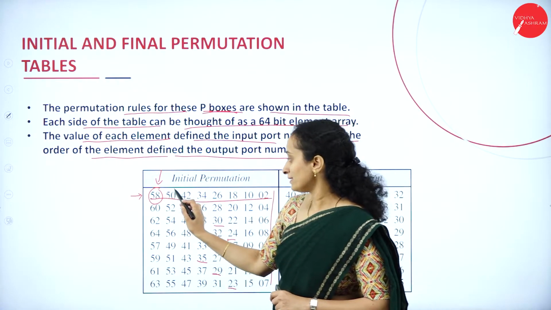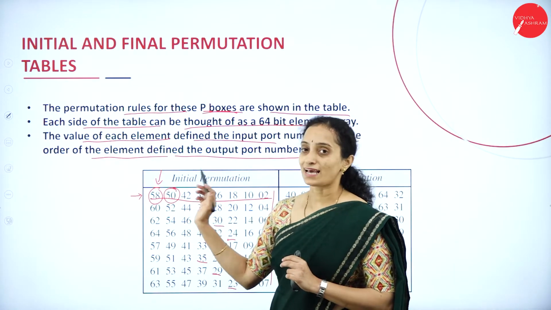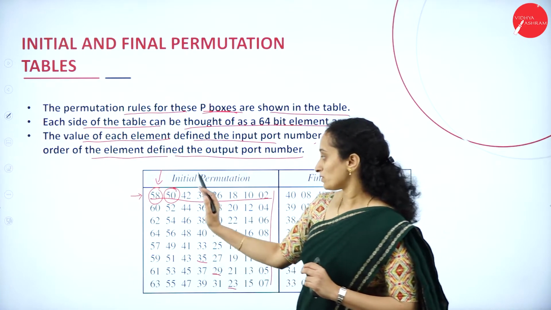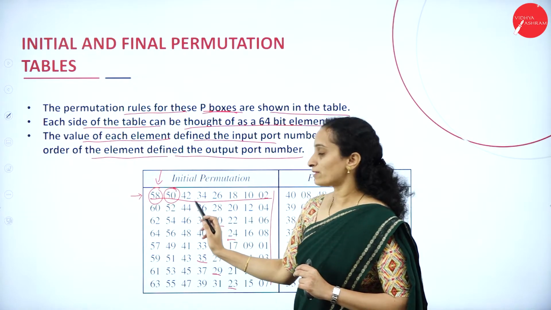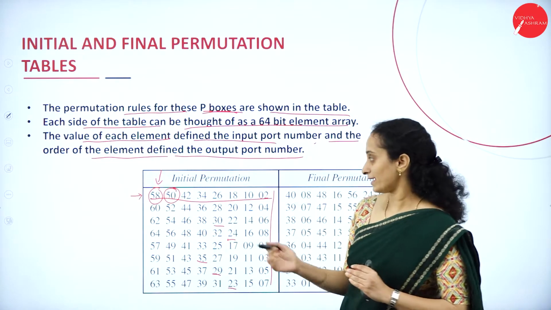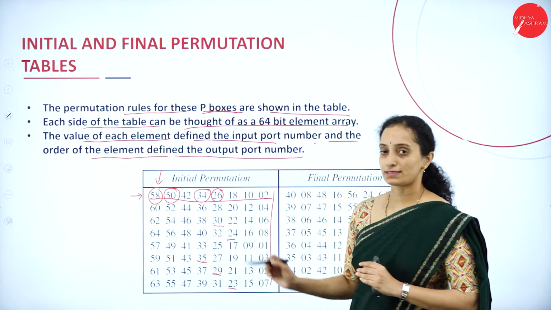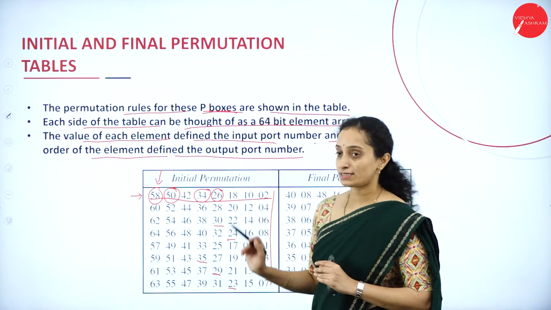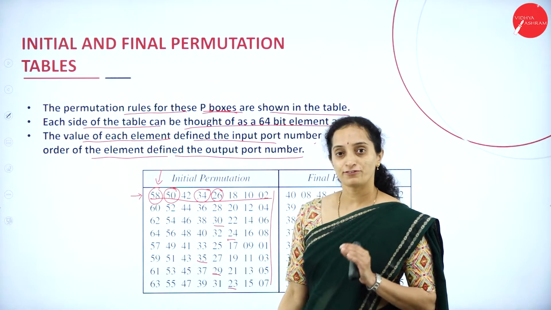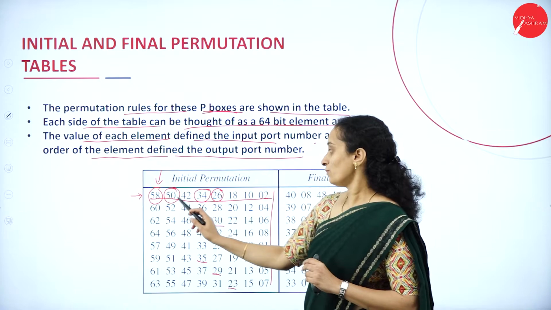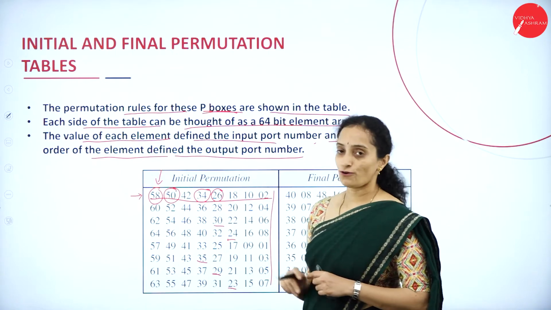Okay, the element from the 50th port is permuted to the second port. The position represents the output port, whereas the value represents the input port. Here, same thing: 26 represents the input from the 26th port that will be permuted to the 5th position. 0, 1, 2, 3, 4, so the 4th position, if you take from 0.